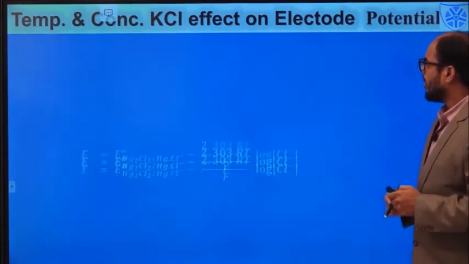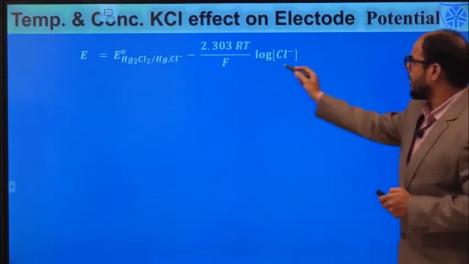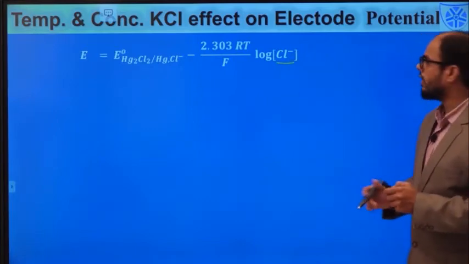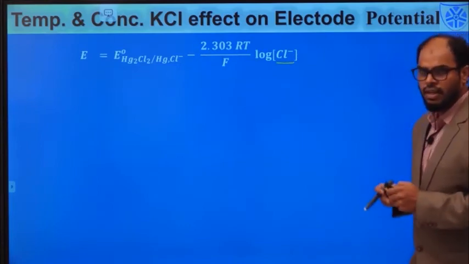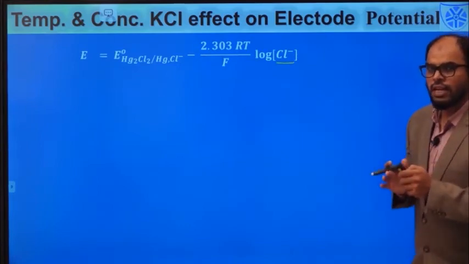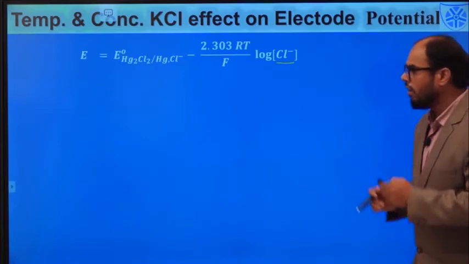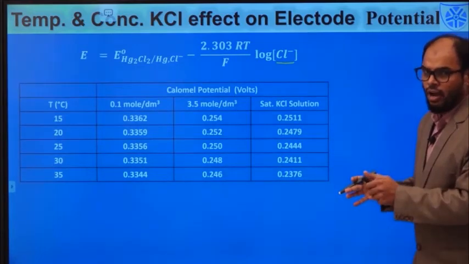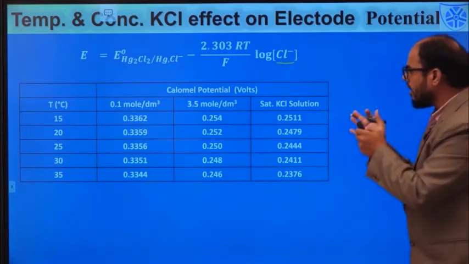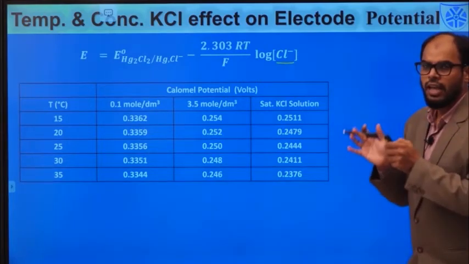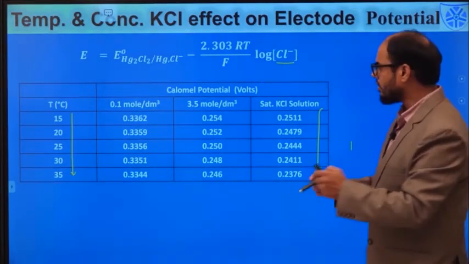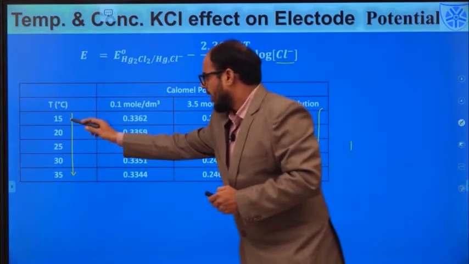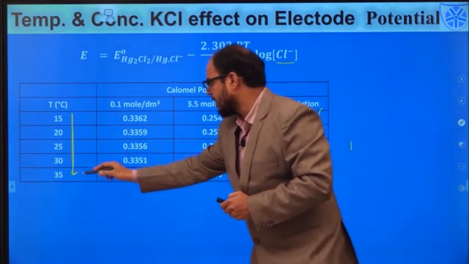As we said clearly, from the Nernst equation the concentration of the chloride ion is going to affect the electrode potential. Similarly, temperature is also one of the factors which can affect the electrode potential. This is the table which defines very clearly how the temperature as well as the concentration is going to affect the electrode potential of SCE. Let us try to compare column 1 and column 4. As we see, the temperature keeps on increasing.